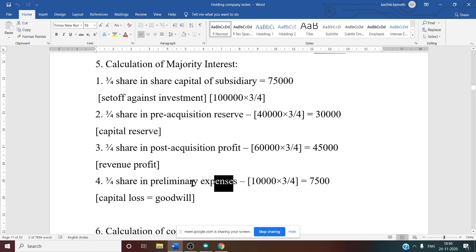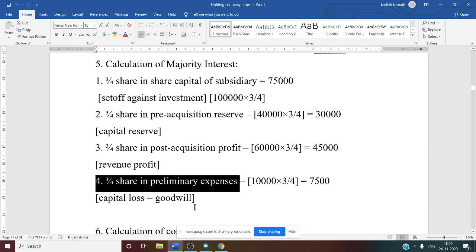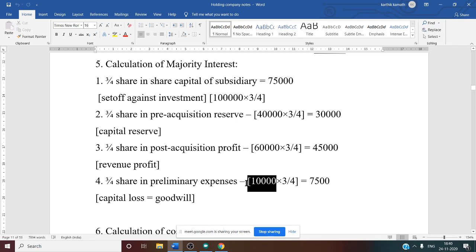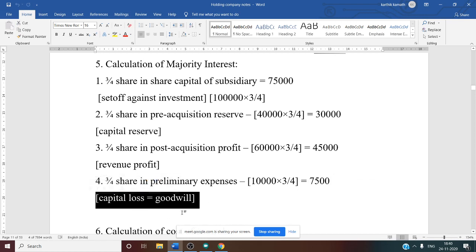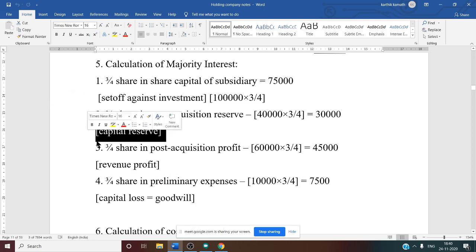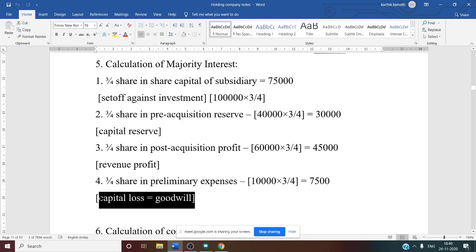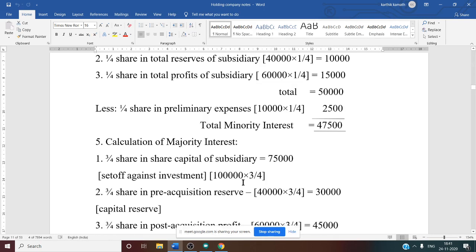Then there is one more thing: preliminary expenses, 3 by 4 share in preliminary expense. Preliminary expense given on the asset side is 10,000. 10,000 into 3 by 4, the majority fraction of share, is 7,500. We have already discussed that preliminary expense is equal to capital loss. It is one kind of expense. Whenever there is a loss, it is treated as goodwill. So capital loss is equal to goodwill. For everything, you have to write it in brackets. This is very, very important. This information you have to write compulsorily. That is working note number 5 about majority interest.